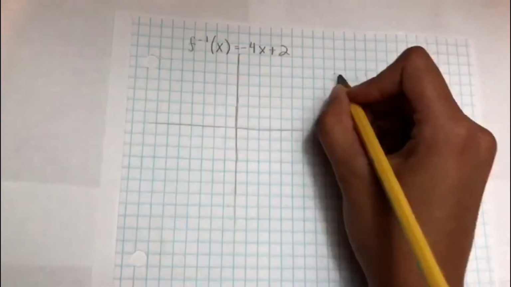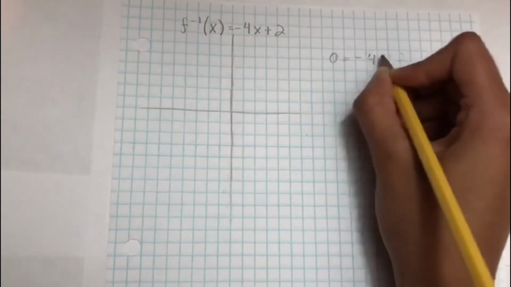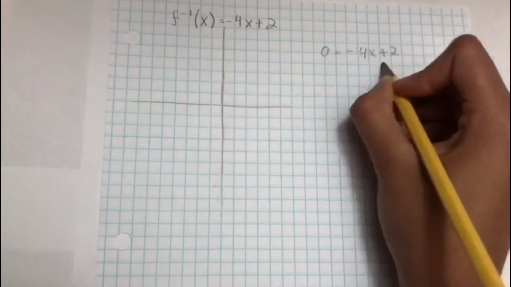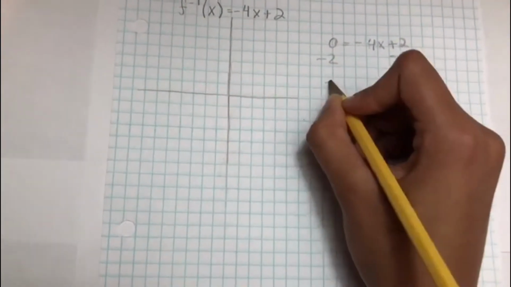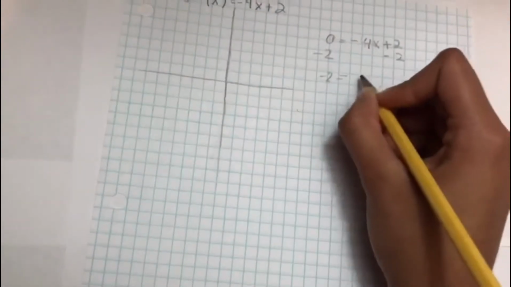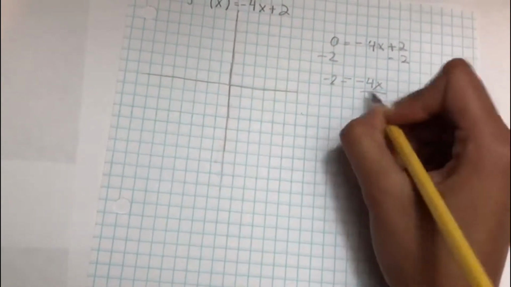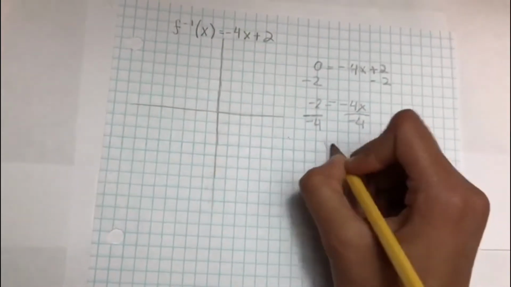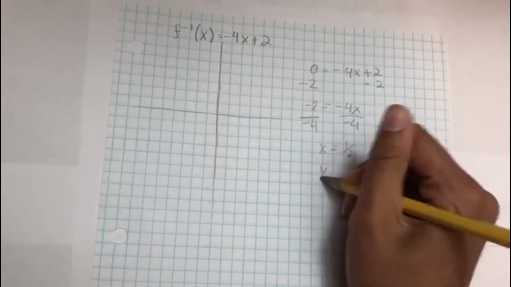I will first set y equal to 0. That would give me 0 equals negative 1/4 x plus 2. When I solve, I end up with x equals 1/2. This will be one of our points.